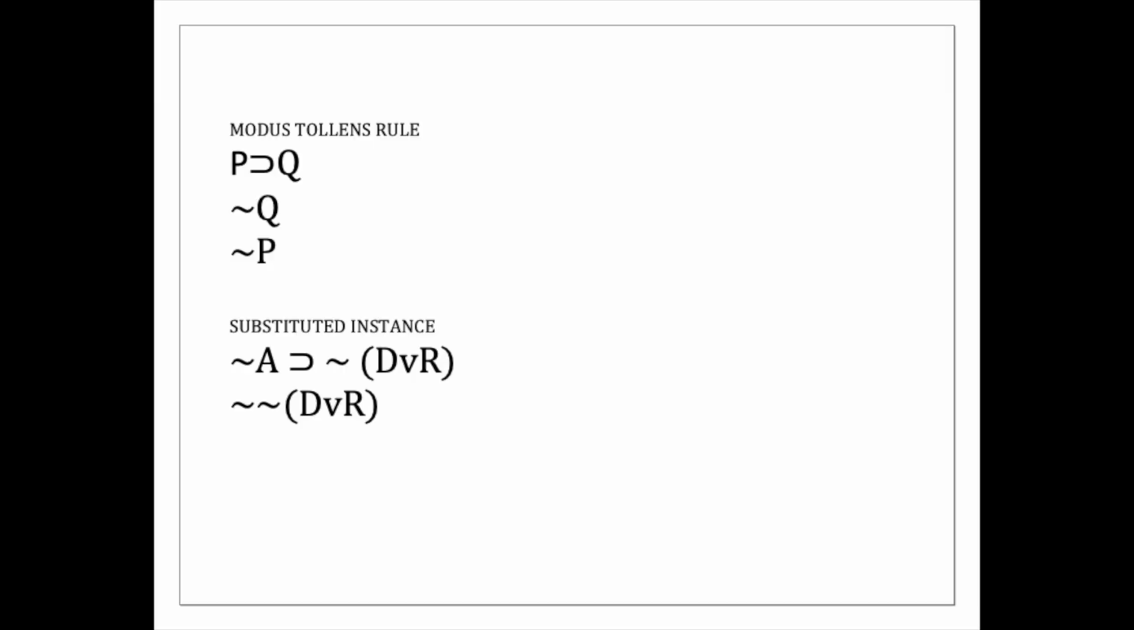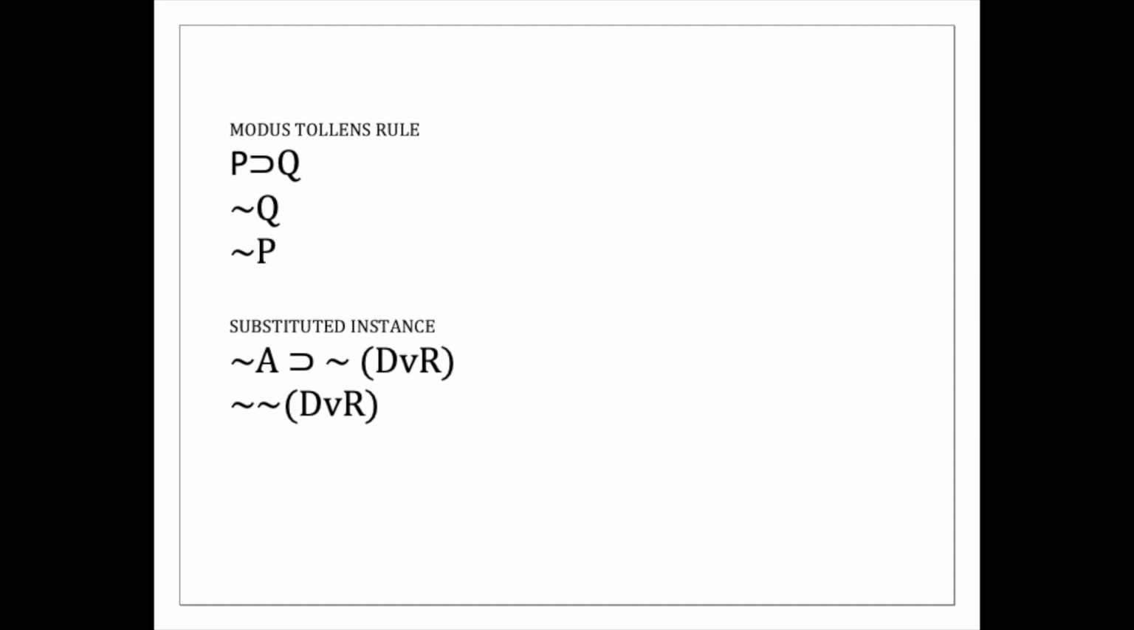Let's look at the modus tollens rule. I've put up an example for you. If it's not the case that A, then it's not the case that D or R. The second premise is, it's not the case that D or R.